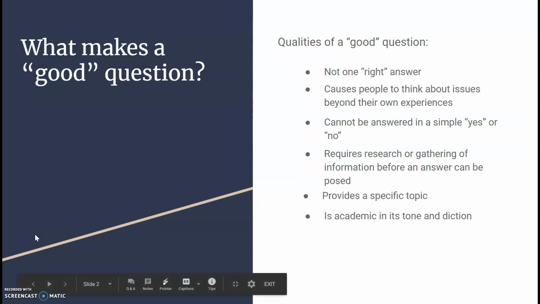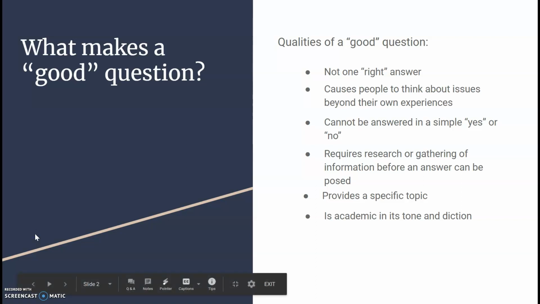And then lastly, it is academic in its tone and diction. We are not researching who is the better Kardashian. We are not researching is the Yeezy brand the best brand. We're not doing those because, one, it doesn't make us better people to know those things while they are entertaining, but also, two, it's not very academic. So focus on the academic side and stick with kind of what we've been discussing this school year.